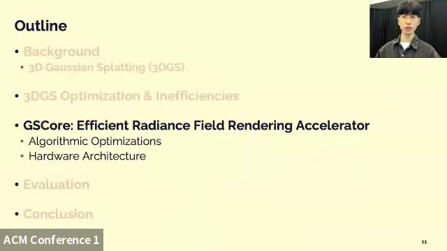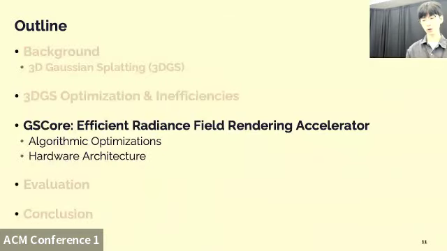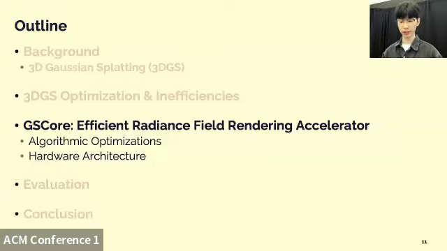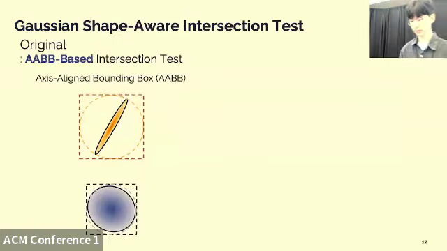To mitigate these three problems, we propose GSCore, an efficient radiance field rendering accelerator with an algorithm-hardware co-design. To solve the first problem of 3D Gaussian splatting, we propose a Gaussian shape-aware intersection test.